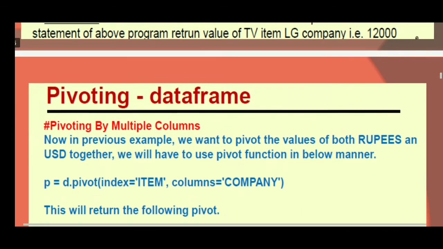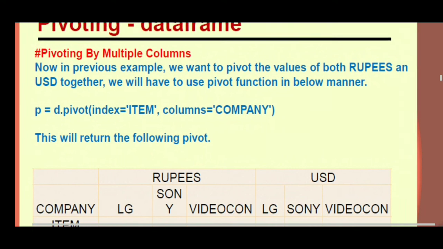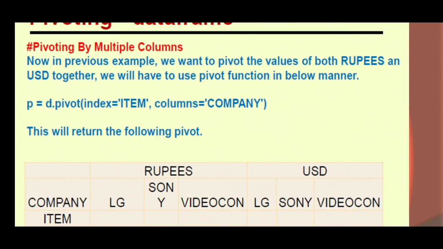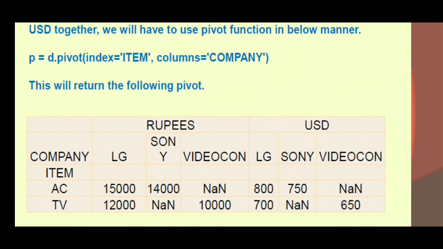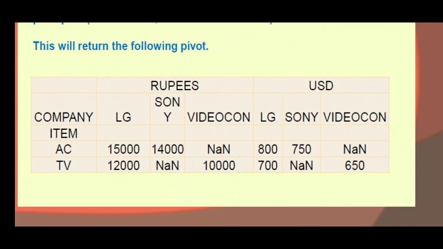The next one is pivoting data frame. Now in the previous example, we want to pivot the values of both rupees and US dollar. We will have to use the pivot function in the below manner. D.pivot, index is equal to item, columns is equal to company. It will display companies LG, Sony, Videocon. In case of rupees, it will show 3 companies, and in case of dollar, it shows 3 companies. For item, we have taken item as the index. So the index values are AC and TV.